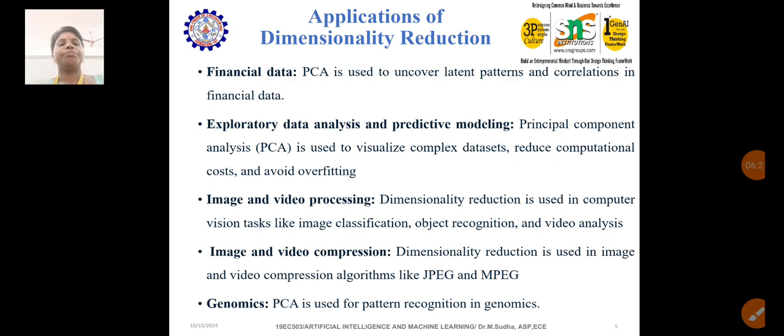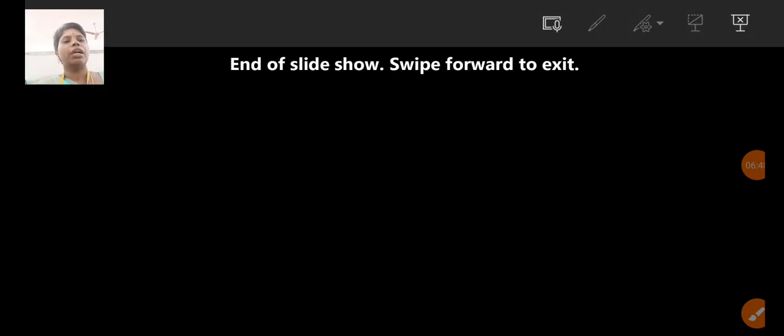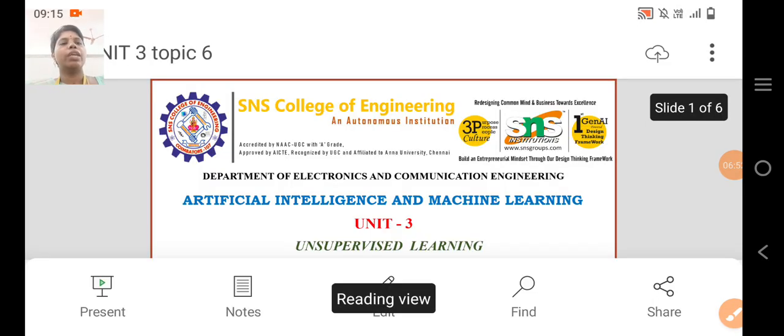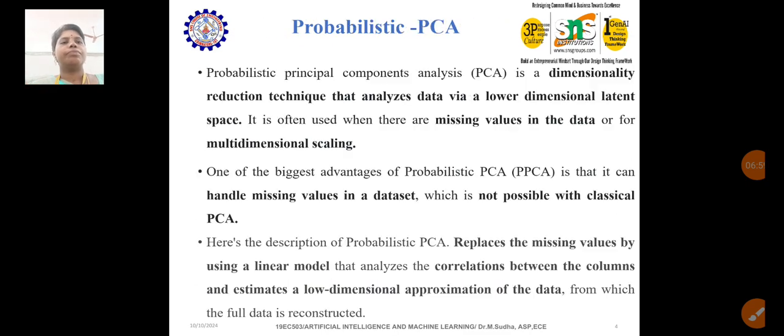And genomics: principal component analysis is used for pattern recognition in genomics. These are some applications we have listed, but other than these we have many other types of applications. In this video we have discussed in detail what dimensionality reduction is, how it is used, and where it is applied. All those things we have discussed in detail. Thank you.